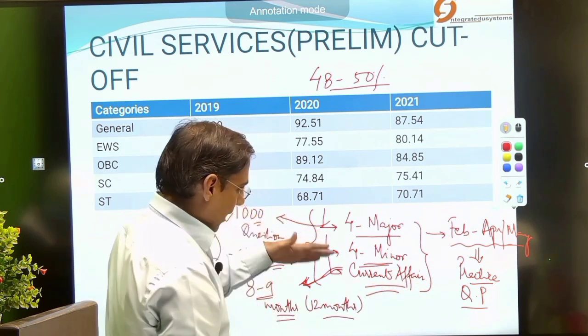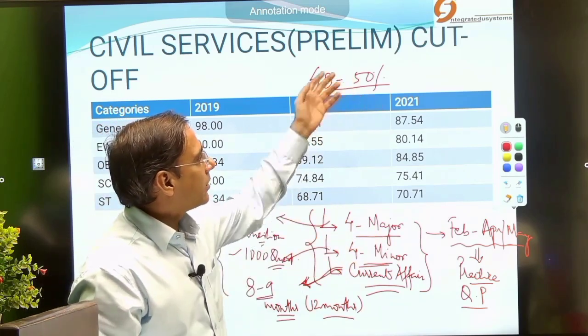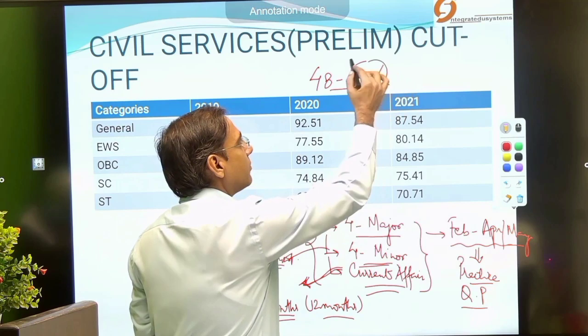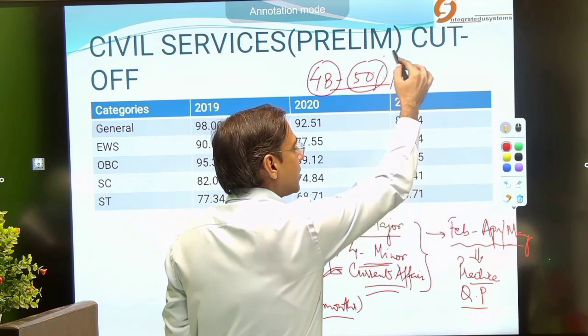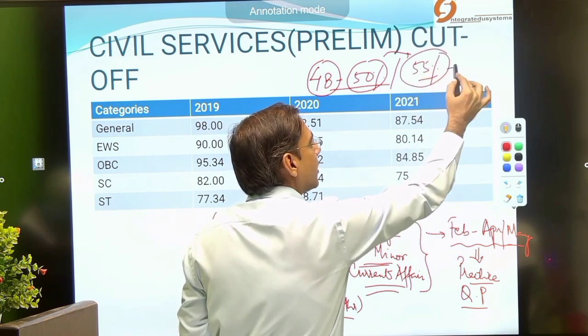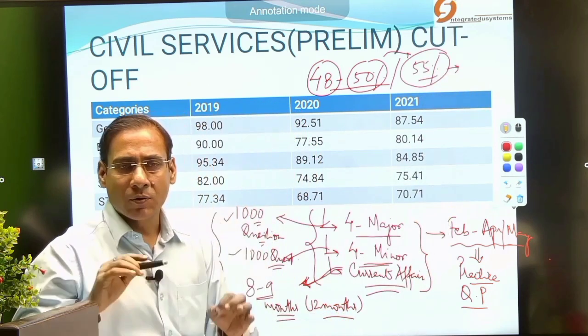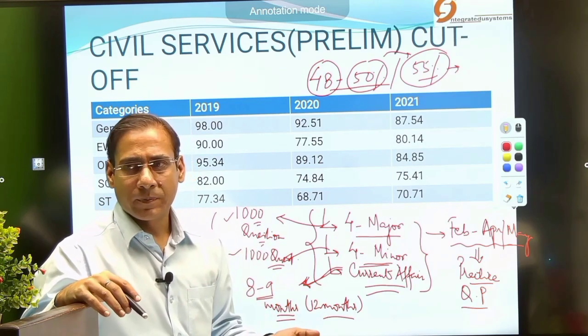And if the candidate is able to manage these things comfortably, he or she can achieve 50% marks. In the worst condition, what I always suggest is plan for 55%. You must set the target to achieve 55%. Even in the worst scenario, you can clear prelims.